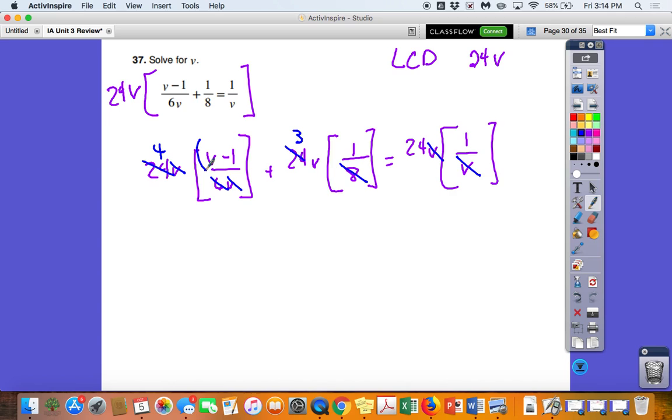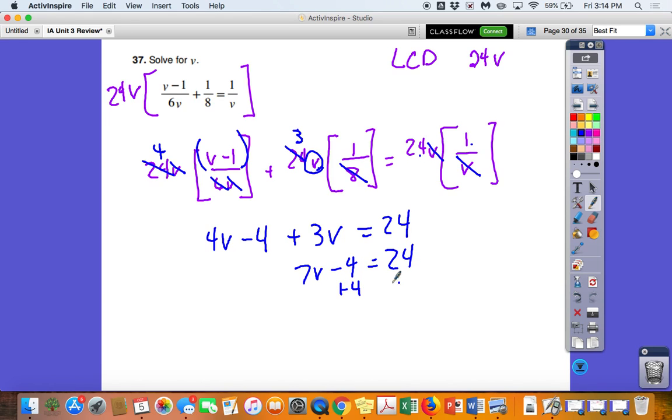So I got 4 times this binomial. So make sure you distribute 4v minus 4. And then I got, don't forget that v, 3v times 1. So positive 3v. And then 24 times 1 is just 24. So like terms together is 7v minus 4 equals 24. If I add 4, I got 28. So once again, I got 4.